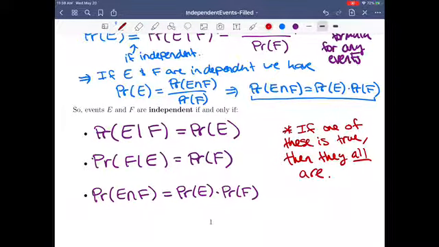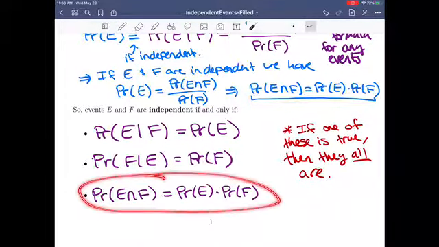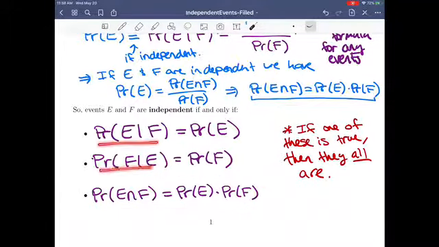Okay, so you only have to check one. You can pick your favorite. It can depend on the question. I tend to use this one the most often unless they've given me some sort of conditional probability. But you're welcome to use any of the three. Sometimes it makes sense to use a certain one.